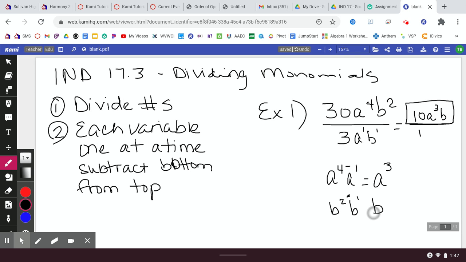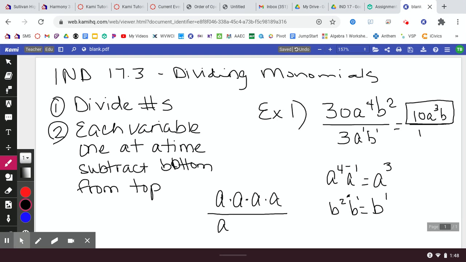And so you have b squared minus 1, which is 1. So you get the same answer whether you do it mathematically or just by sight. The reason it works like this is that if I isolate my a's for a second, think of what a to the fourth means. It means a times a times a times a, right? That's on top, a to the fourth. And on the bottom, it was a to the 1, so just 1a.